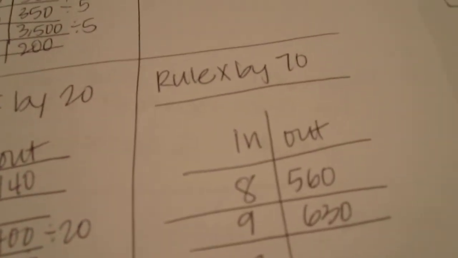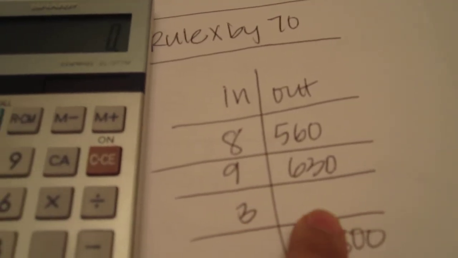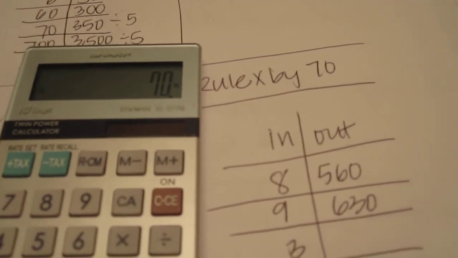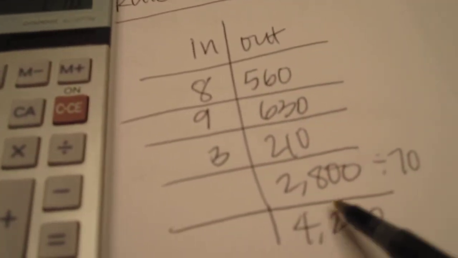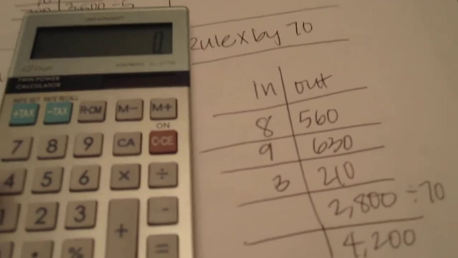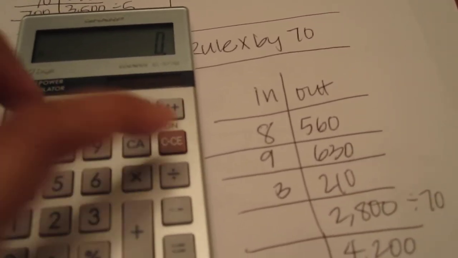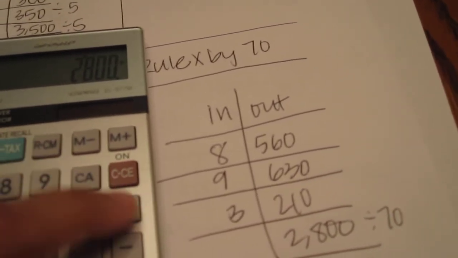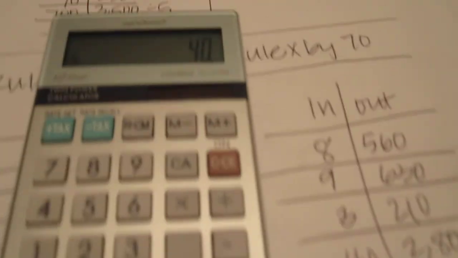And this one is the same thing, but it's by 70. And you follow the same way. Here we have the number, but we don't have what's out. So 3 times 70. And what comes out is 210. But here we have the opposite. So we're going to divide. So we're going to put 2,800 divided by 70 equals 40. There you go.